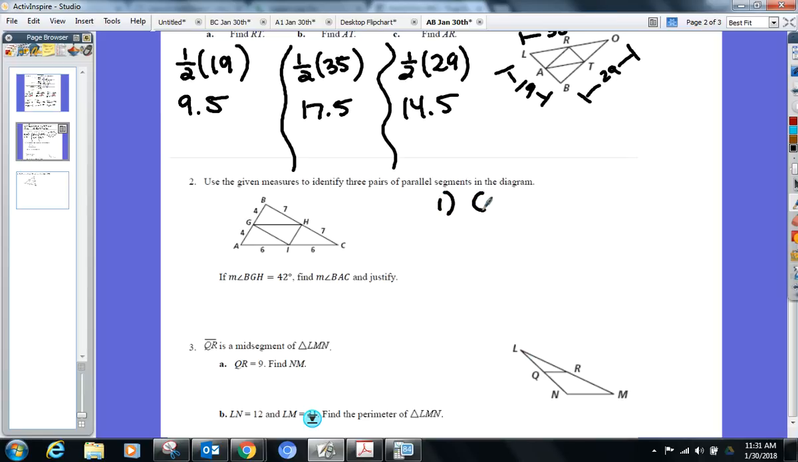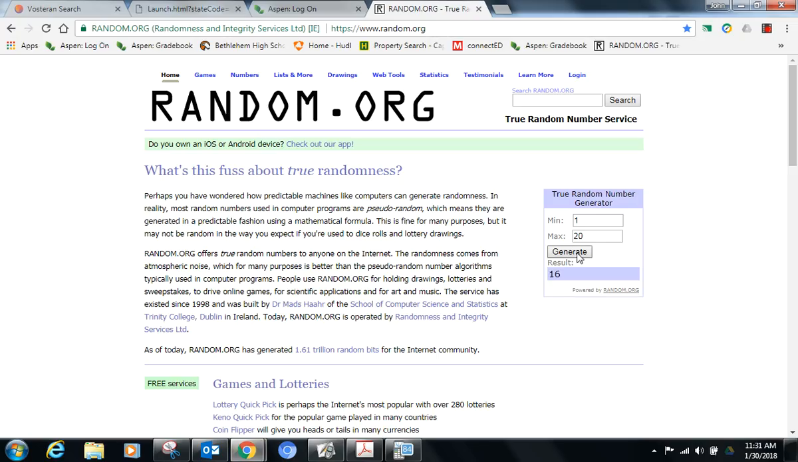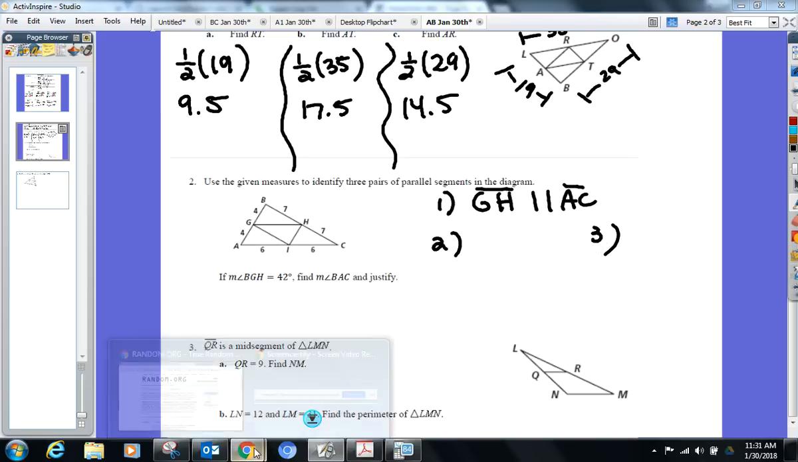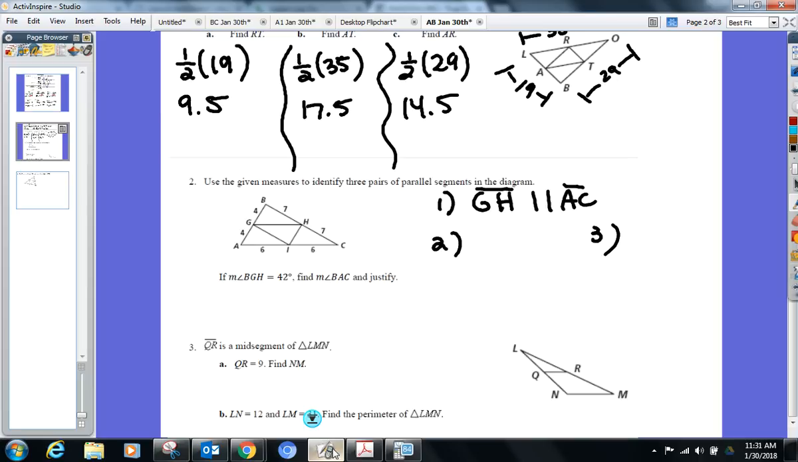So I know that GH, the mid-segment, should be parallel to its third side, which is AC. GH and AC are parallel. And now please give me the other 2 parallel sides. How about 4? Yep. And AB, and got the other one there, Rachel? There you go.